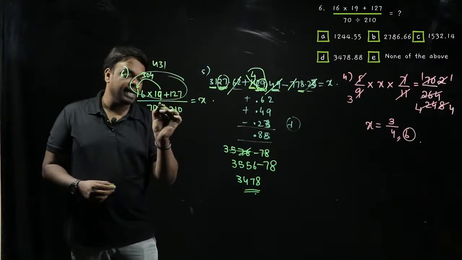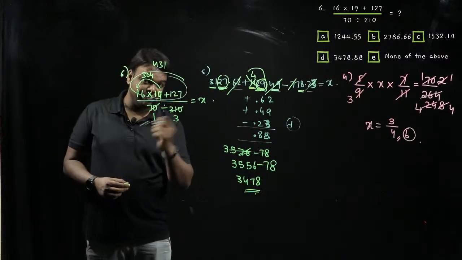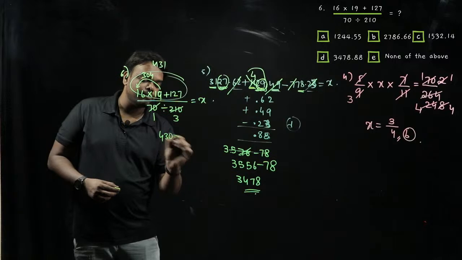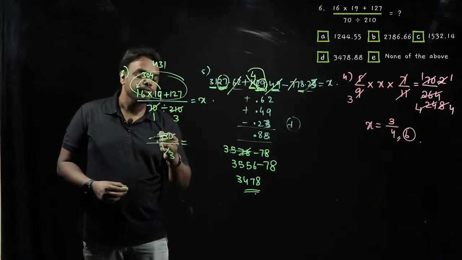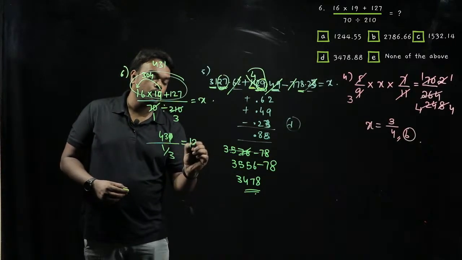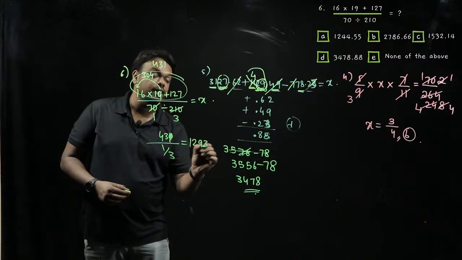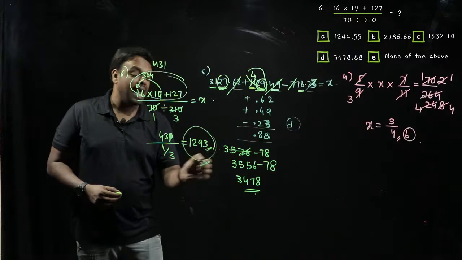Then here look, 70 into 1, 70 into 3, so this becomes 1 divided by 3. So our whole answer is 431 divided by 1 divided by 3. So 3 goes to the numerator: 431 into 3 should become 1293. Check out, do you have the option? I'm sorry, options are misprinted and this must be the absolute answer.